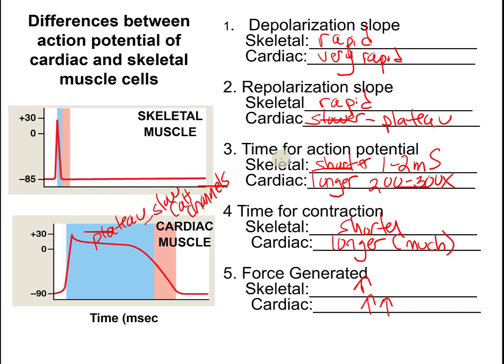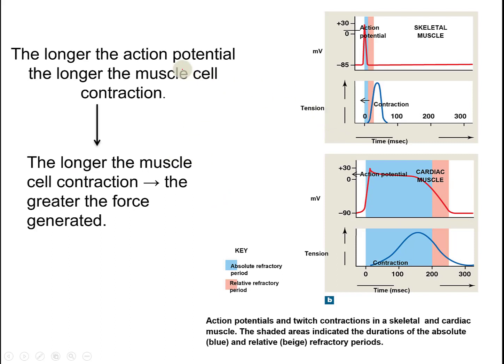And one reason we said earlier on is because it stores a lot more ATP. So it can contract longer, producing more force. But the other reason is it has a much longer action potential because of these slow calcium channels. And as a result, it contracts longer. The longer it contracts, the more force it generates. And so we can summarize that right here. Again, the longer the action potential, this is force down here, the more force it generates.